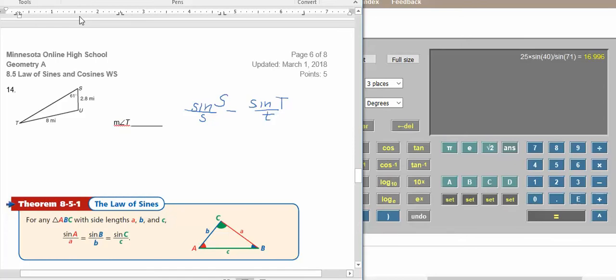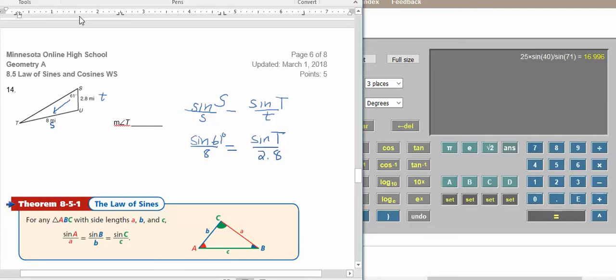So here's the sine of S, and here's the side S. Here's the angle T, and here's side T. So they go opposite each other. So let's see if we have enough information here to find the measure of angle T. Sine of S, well, that would be the sine of 61. And side S is 8. And sine of T, we don't know T, so we're just going to write T. And side T would be 2.8.